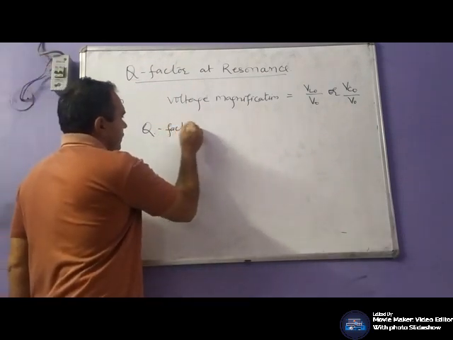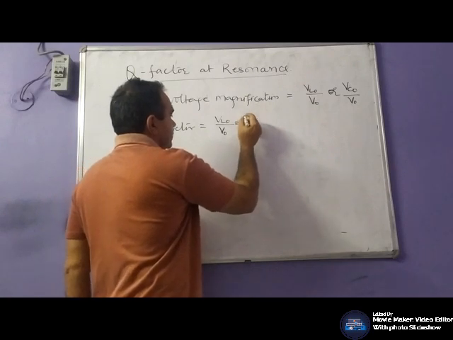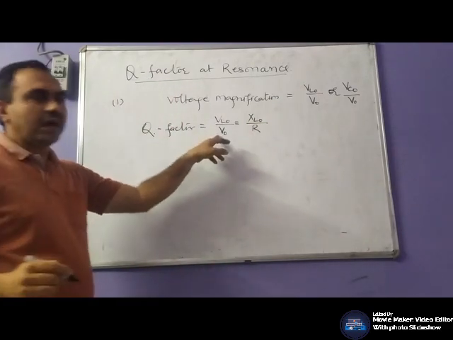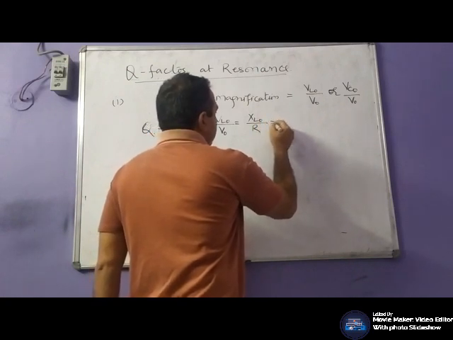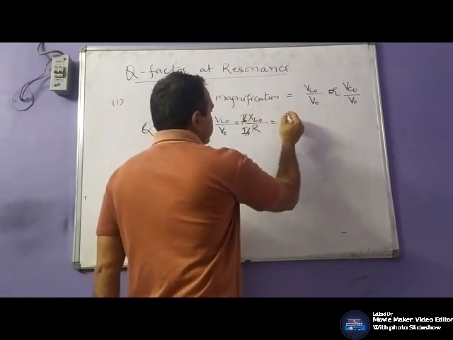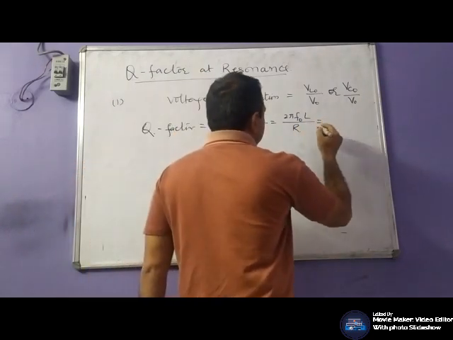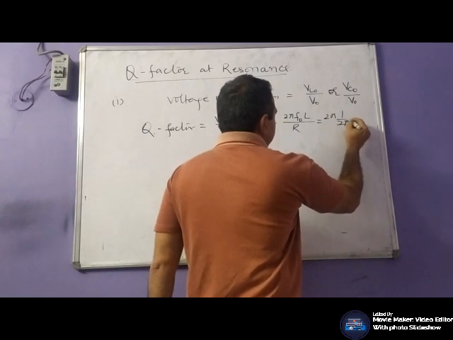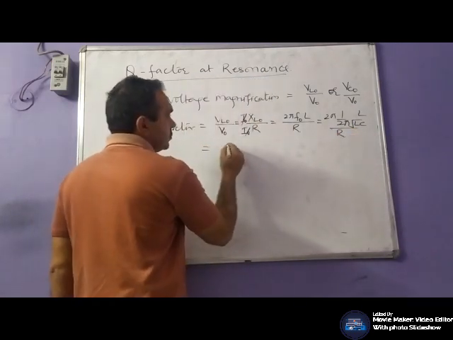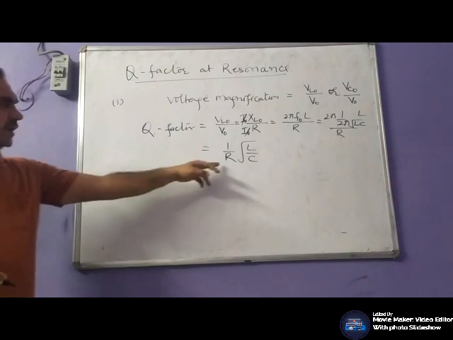Or quality factor can be found out as VL naught by V naught, and this will be XL naught by R, because the applied voltage would be equal to I naught into R, or that would be 2 pi F naught L by R, or that will be 2 pi, 1 by 2 pi root LC, into L by R, or that will be equal to 1 by R root L by C. So quality factor at resonance is given by this.